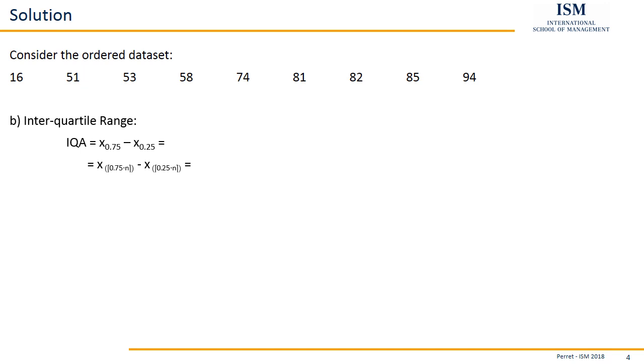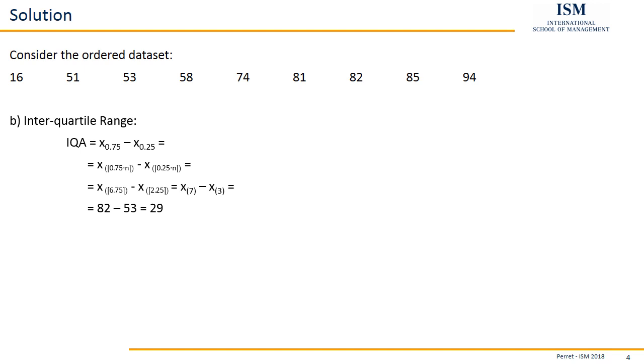So here, if we take a look at the data set, we see we have 9 observations. So we multiply 0.75 with 9 and 0.25 with 9. We get 6.75 and 2.25. Rounded up to the next largest integers, this gives us 7 and 3. So we just have to take a look at the 7th and 3rd position of the data set. There we find the numbers 82 and 53. And well, the difference of 82 and 53 gives us 29, and that's our interquartile range.